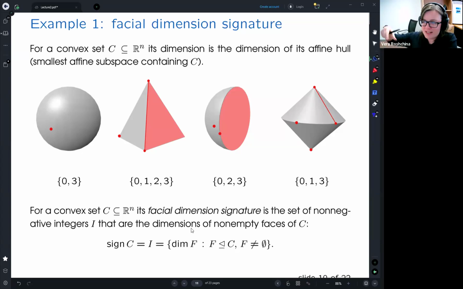I have another object that's like 2 cones put together. That object will have dimensions 0, 1, 3. So I call those dimensions the spatial dimension signature.